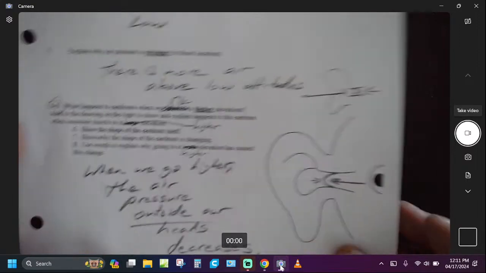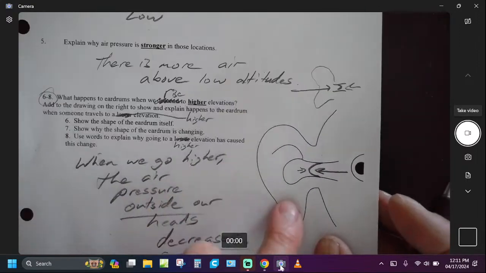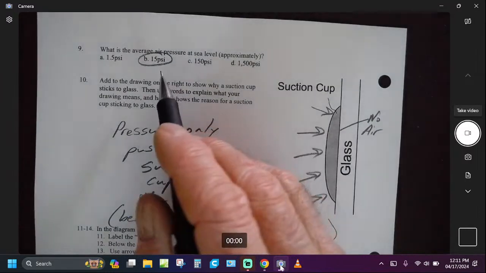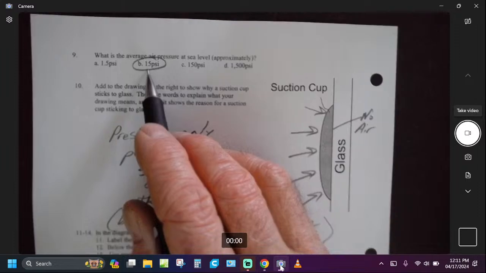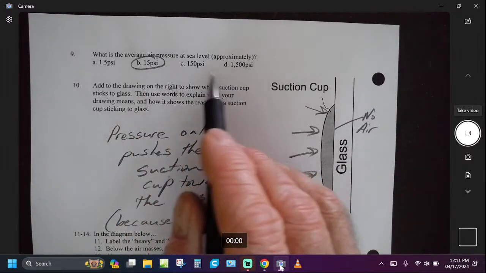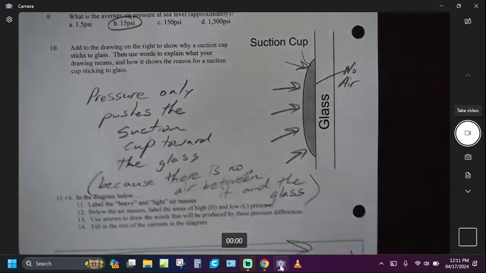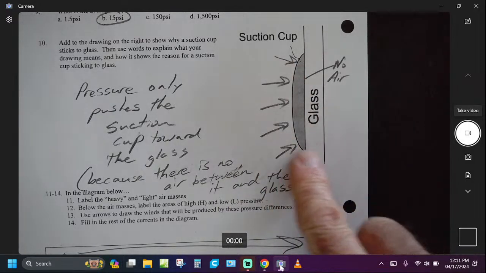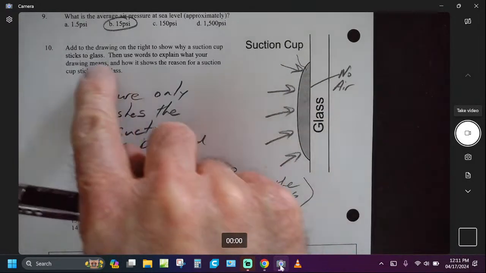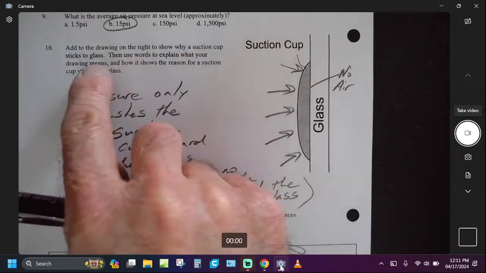Unintentional. But anyway, if I end up taking off points because of that, you get your points back. Just check me. Number 9, I didn't screw this one up. 15 psi. The choice used to be over here, I think, but I just mixed these around. This picture should look like this. It says, add to the drawing on the right to show why a suction cup sticks.